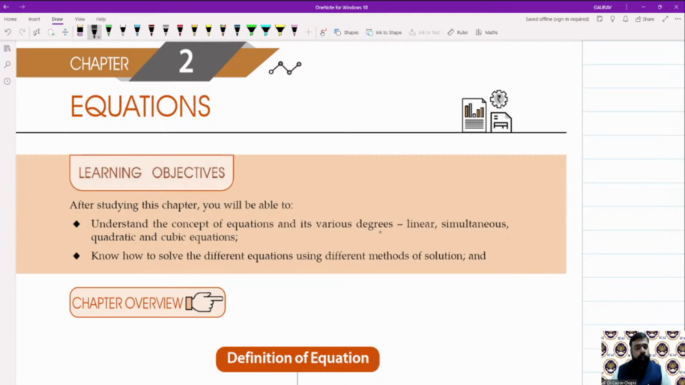I'm CA Gaurav Chopra from Jodhpur, Rajasthan, and in today's class we are going to start a new chapter, chapter number 2, which is equations.